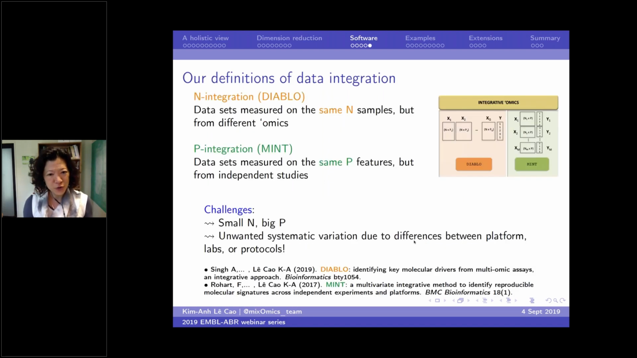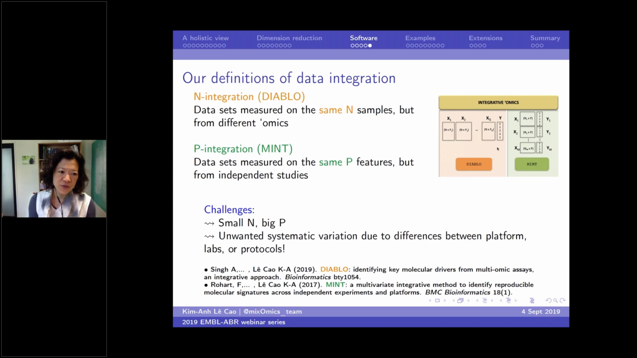So I'm going to focus more on data integration, and we have two definitions of data integration. The first one is what we call the N integration. So in N integration, we consider different data sets or different omics data sets that are measured on the same N samples, but we have different omics. You can also have an outcome if you're interested in doing a supervised analysis.